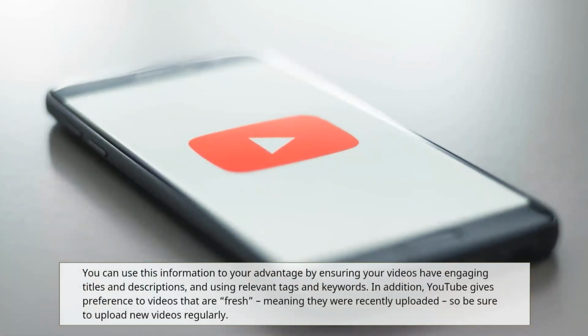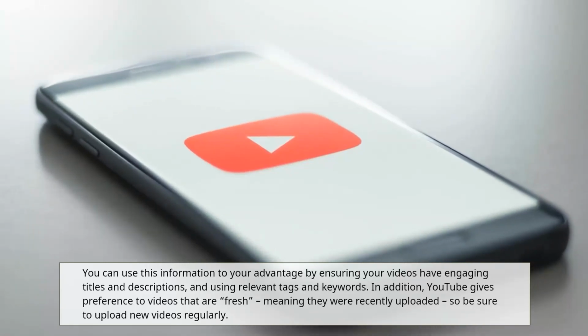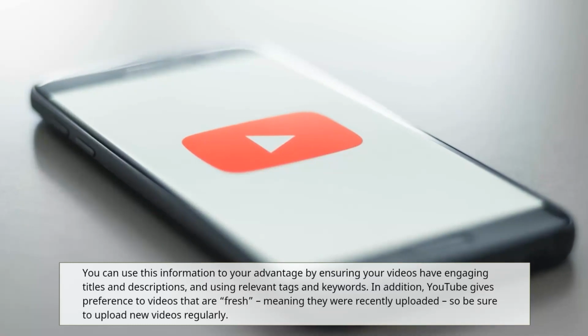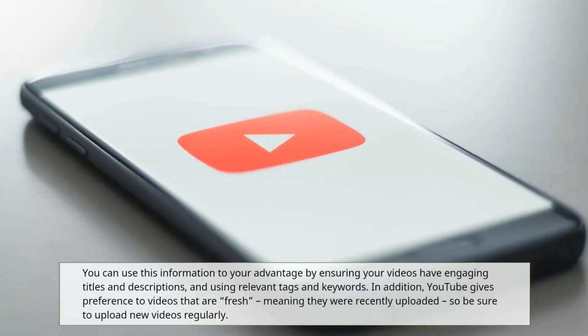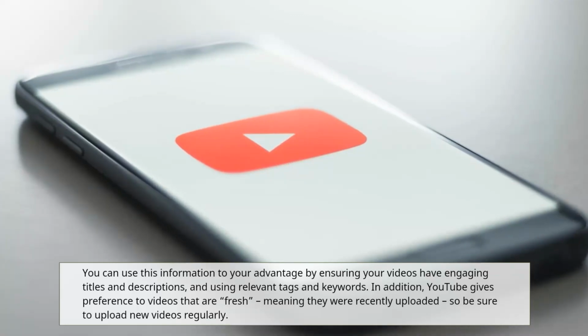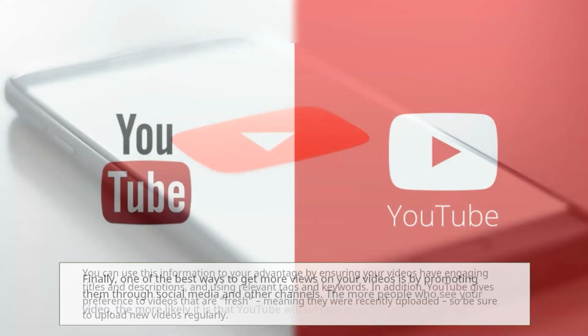You can use this information to your advantage by ensuring your videos have engaging titles and descriptions, and using relevant tags and keywords. In addition, YouTube gives preference to videos that are fresh, meaning they were recently uploaded, so be sure to upload new videos regularly.